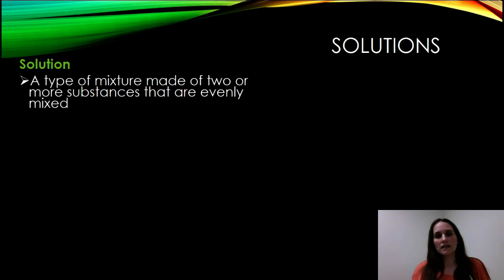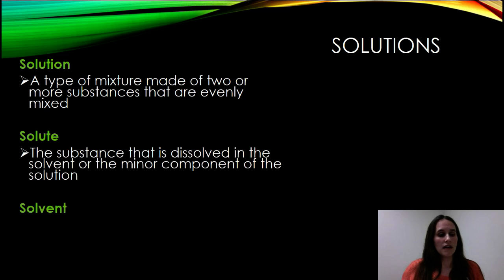If we were to view it at the Miss Frizzle level, we'd see different kinds of particles. Specifically, it's a homogeneous mixture. This is a very uniform mixture throughout the whole thing that's made of 2 or more substances that are evenly mixed. And because of that, we end up with names for those other substances. We have the solute and the solvent.